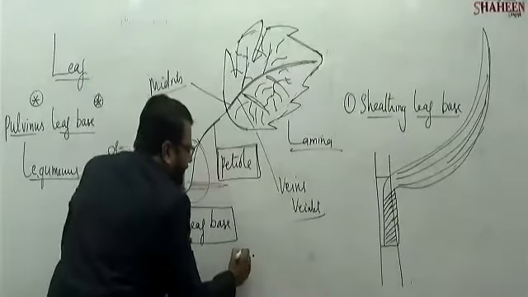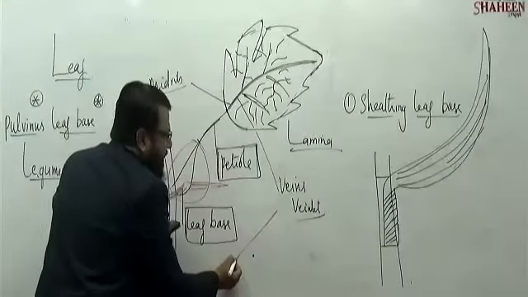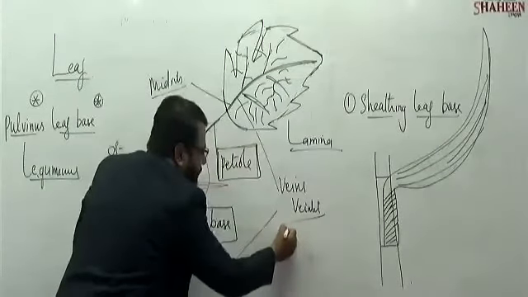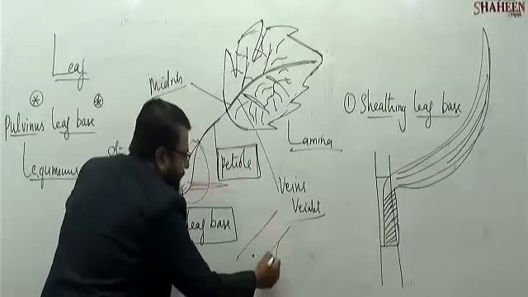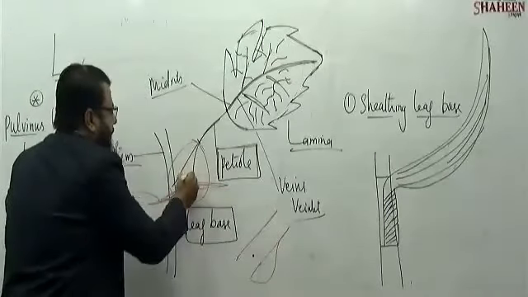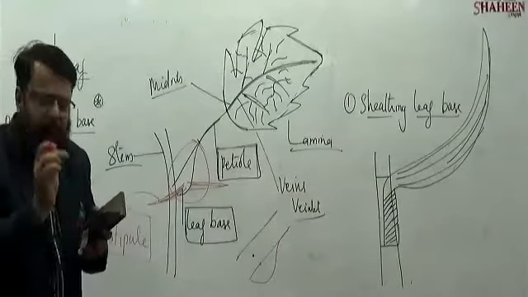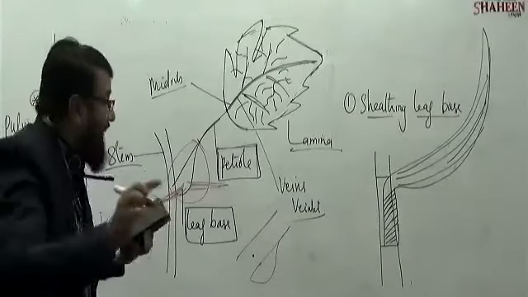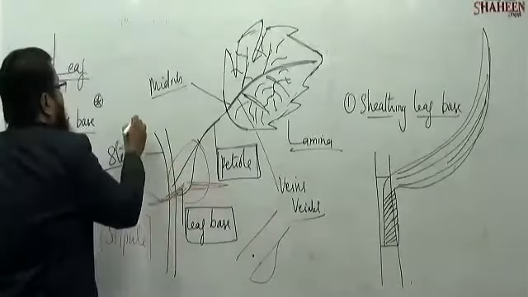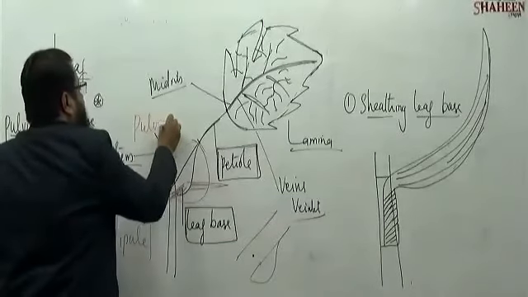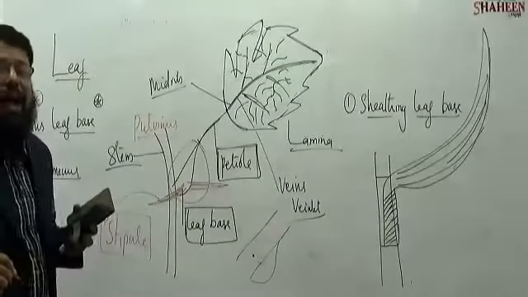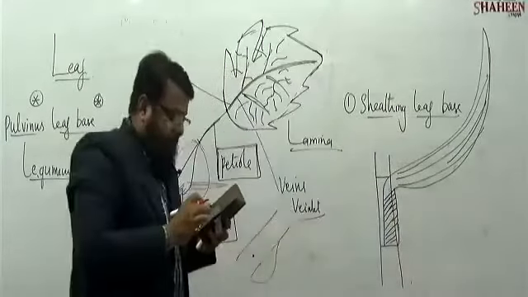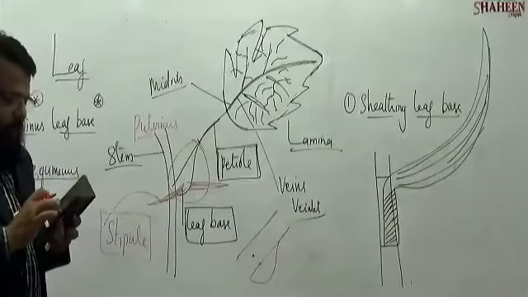Is it a sharp leaf base? It is like a stalk, or it is slightly swollen. Here there is a petiole, which becomes swollen as it arrives. This part, is it swollen or narrow? Swollen. This type of leaf base is called pulvinous leaf base, whereas this type of leaf base is called sheathing leaf base. Okay, sheathing leaf base. Is it clear now?